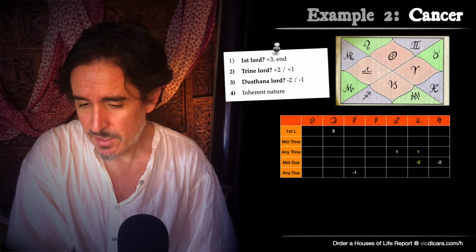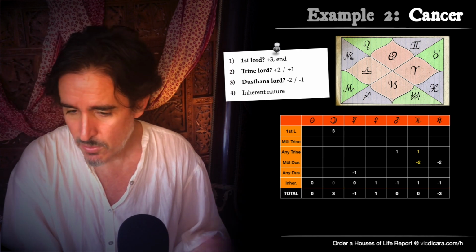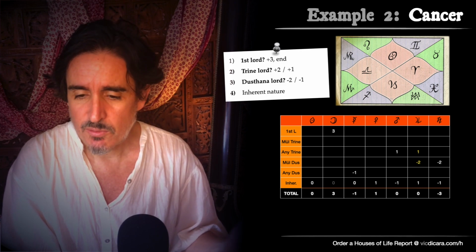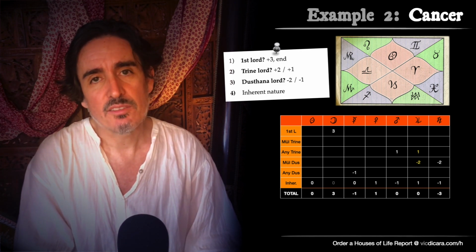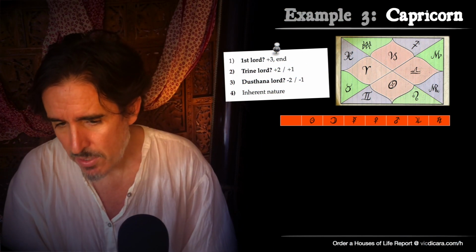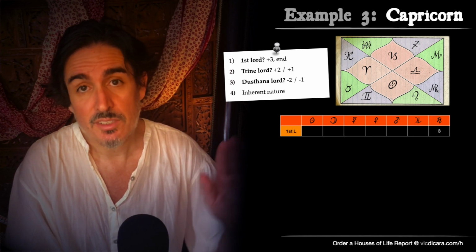Then you add in the inherent nature of each planet and you come up with the total. So you see for a Cancer ascendant, the moon, of course, is the most benefic planet functionally for the chart, and Saturn is the worst. And the rest is in a small range in between. Now I'll show you how to apply the rule to the Capricorn ascendant. First lord, Saturn, +3, and you're done.